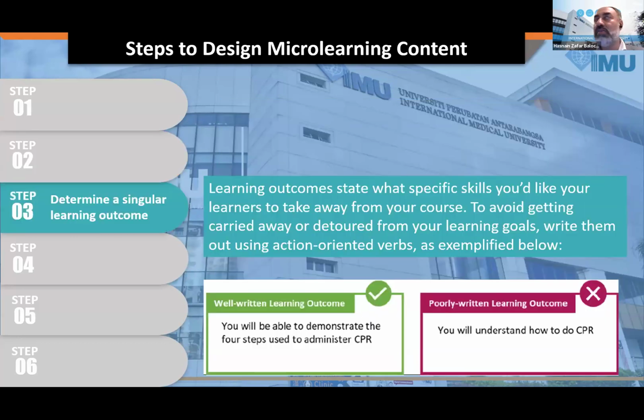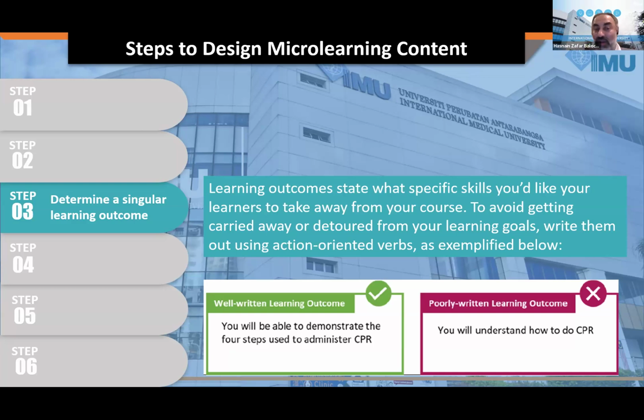Determine a singular learning outcome. Don't load with multiple outcomes to achieve, or even I would suggest part of an outcome. Let the other part be delivered in a synchronous way, in a formal way. For mobile learning, I give some examples here at the bottom also, like you will be able to demonstrate the 4 steps used in Mr.